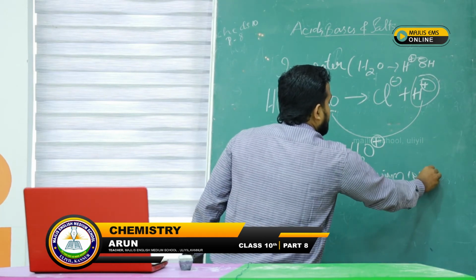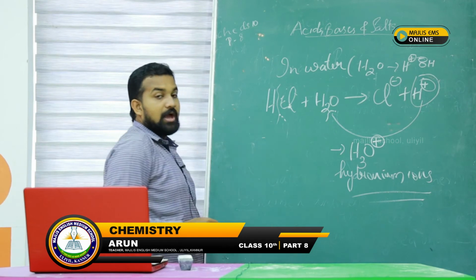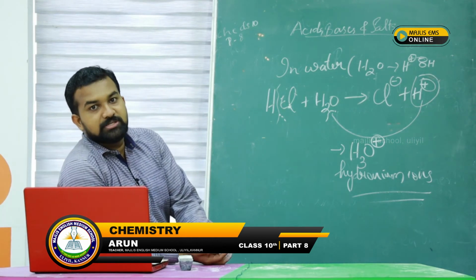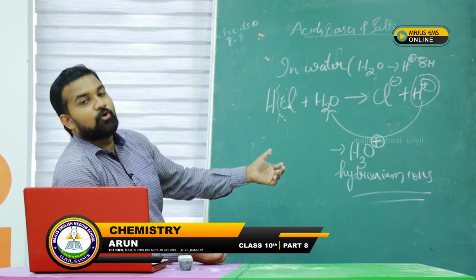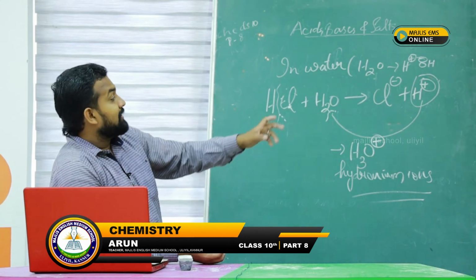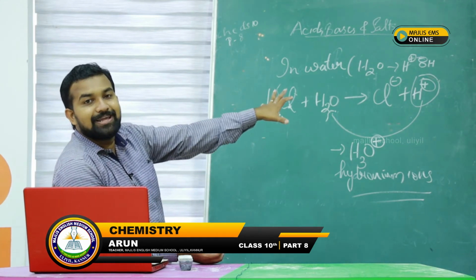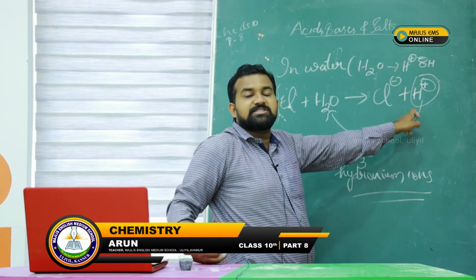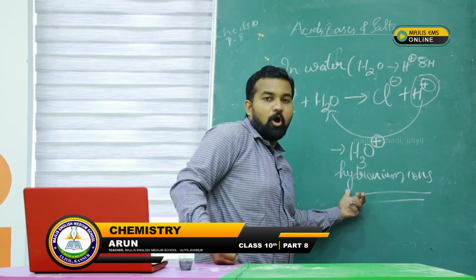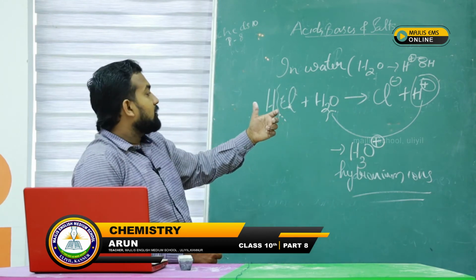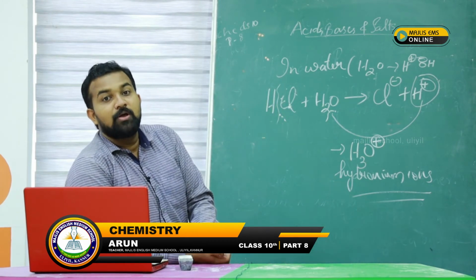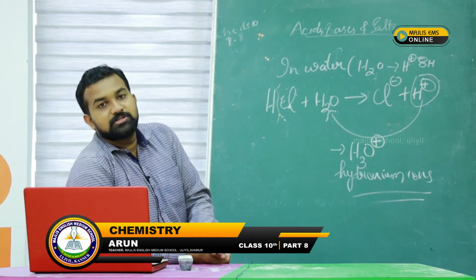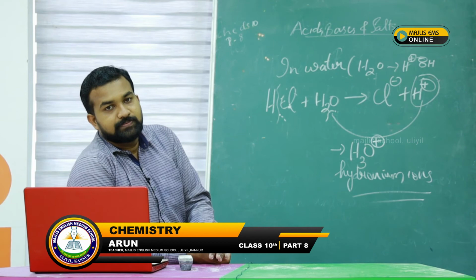In water, acids will produce hydronium ions, because the hydrogen ion produced is combining with the water molecule and forming a new compound H3O plus, because one extra positive charge is being added into this compound, isn't it? So, it is a hydronium ion. So, when an acid is dissolved in water, it will produce hydronium ions.